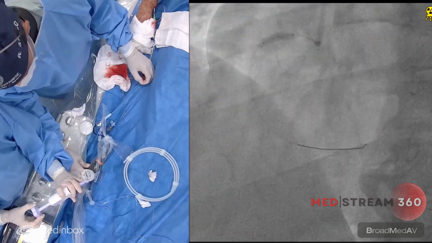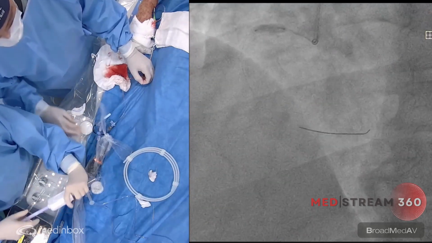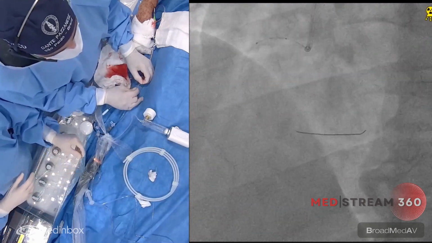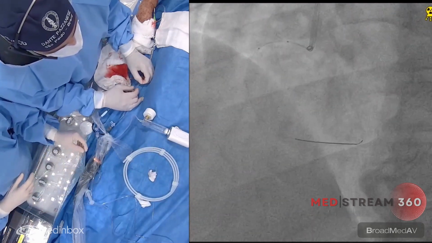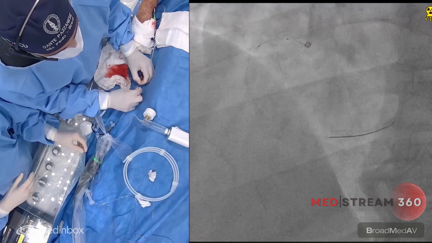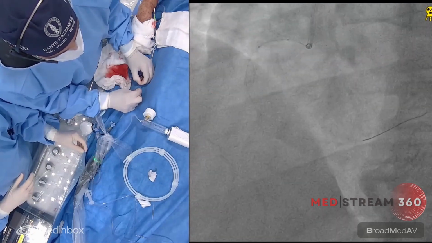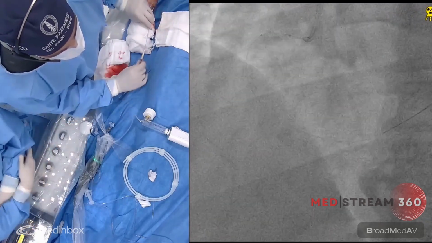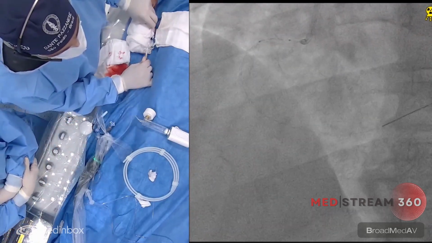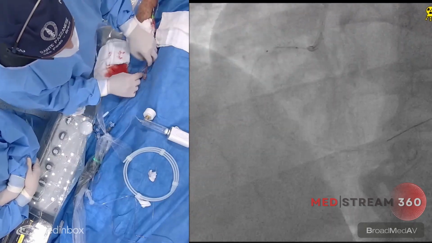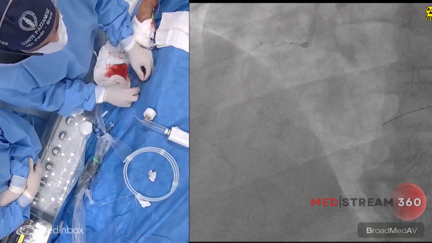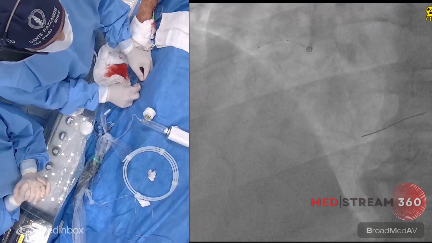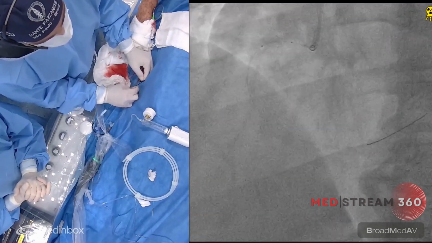At least 5 or 6 inflations there, and trying to get across with the guide wire so carefully. Let's see. Okay, now he's placing the wire distally, but it doesn't seem to me we did move ahead with this catheter. Maybe we're going to try another technique to do that.